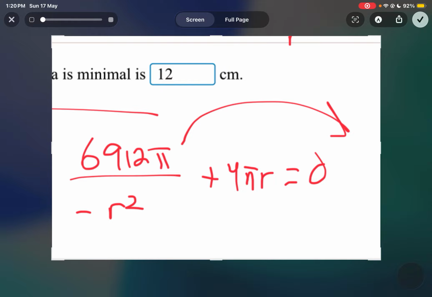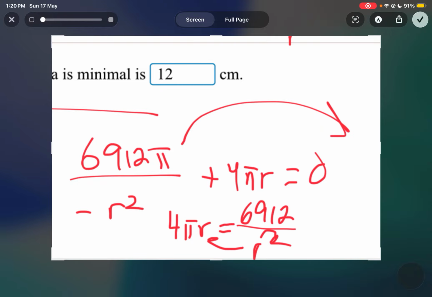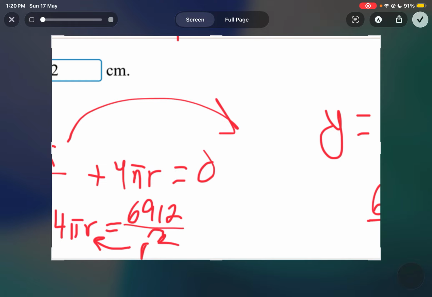Move this there. So 4 pi r will be equal to 6912 pi over r squared. It becomes positive, okay? So you times r there. So it'll be now 4 pi r cubed is equal to 6912 pi. The pi's will cancel. Divide by 4 on both sides. r cubed is equal to, I think, 1728.